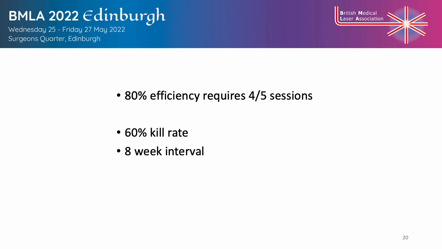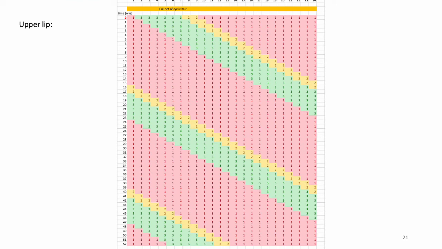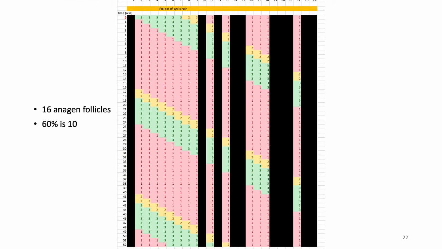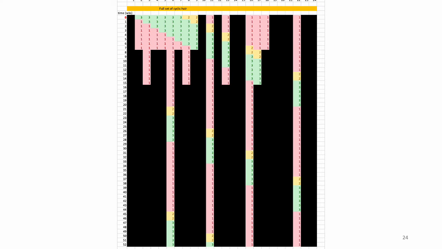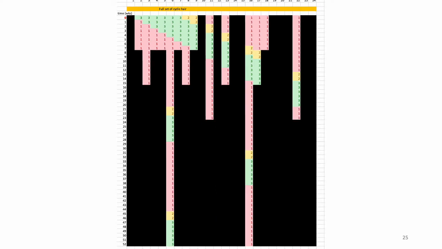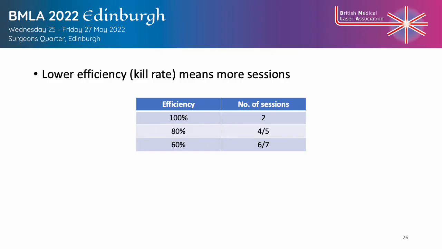Let's now assume a 60% efficiency, so not quite as good as 80%, and go back to the 8 week interval. So here's our upper lip hairs again. 60% in this case is only 10 of these anagen follicles, so we kill these 10, leaving 6 behind. At 8 weeks we kill 60% again, and we kill those ones, and 8 weeks later again and again. So you can see that as the efficiency drops, the number of treatments increases. Obviously, that's not rocket science.